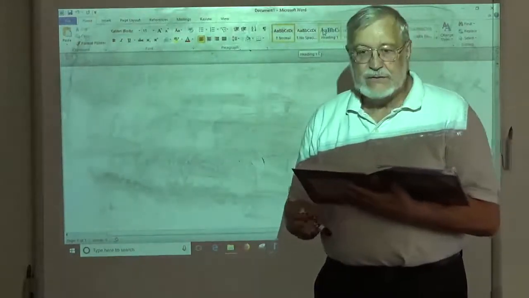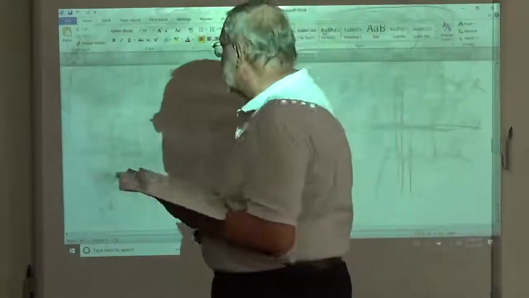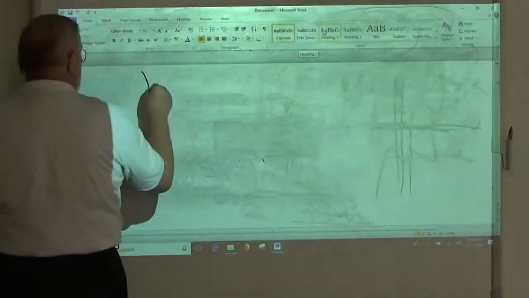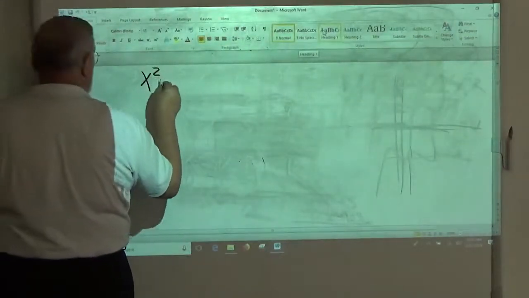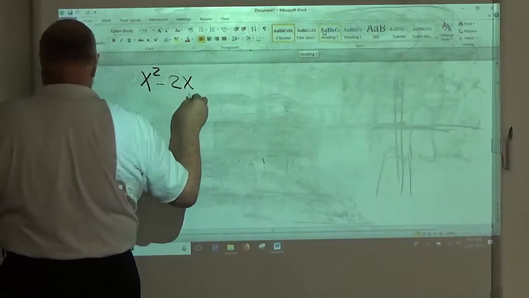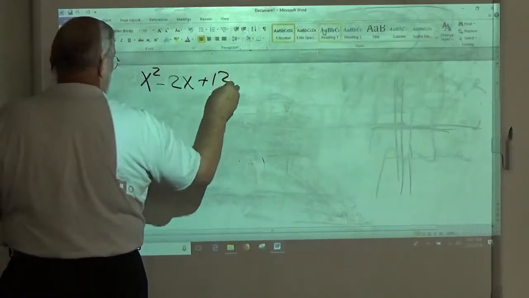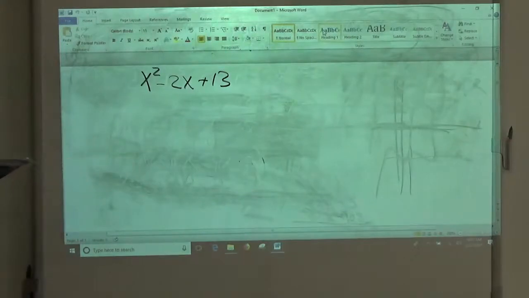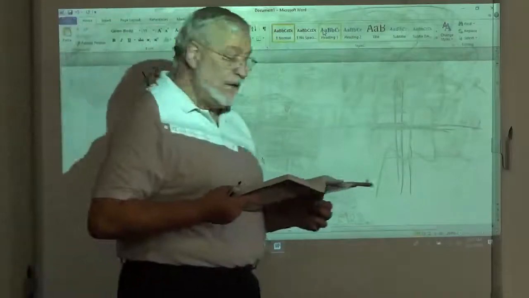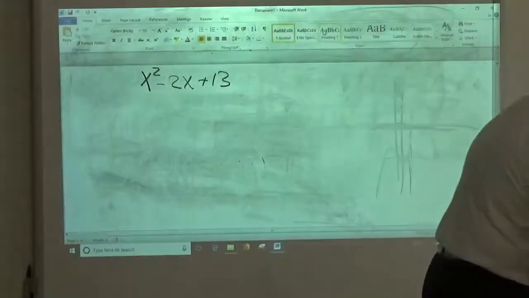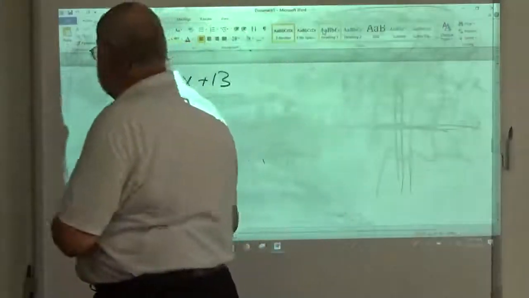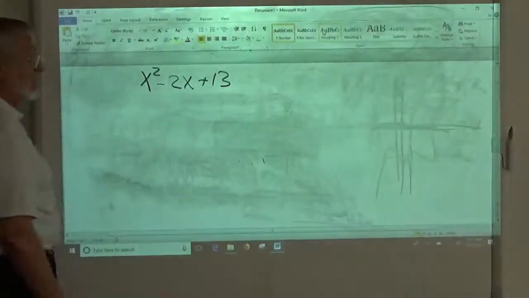Okay, go to page 527, please. Yep, 527. Okay. Are there factors of 13 that add up to negative 2? The answer is no. Therefore, we have to use the quadratic formula.